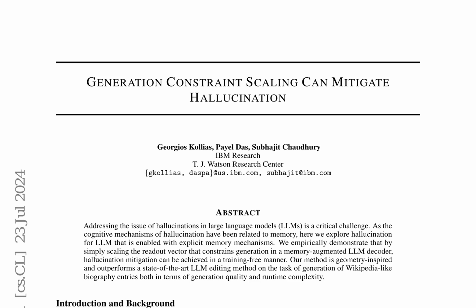Addressing hallucinations in large language models is a critical challenge, particularly in models with explicit memory mechanisms. The cognitive mechanisms of hallucination have been related to memory, and this work explores hallucination mitigation in memory-augmented language models. The authors propose a geometry-inspired method that involves scaling the readout vector that constrains generation in a memory-augmented language model decoder, achieving hallucination mitigation in a training-free manner.